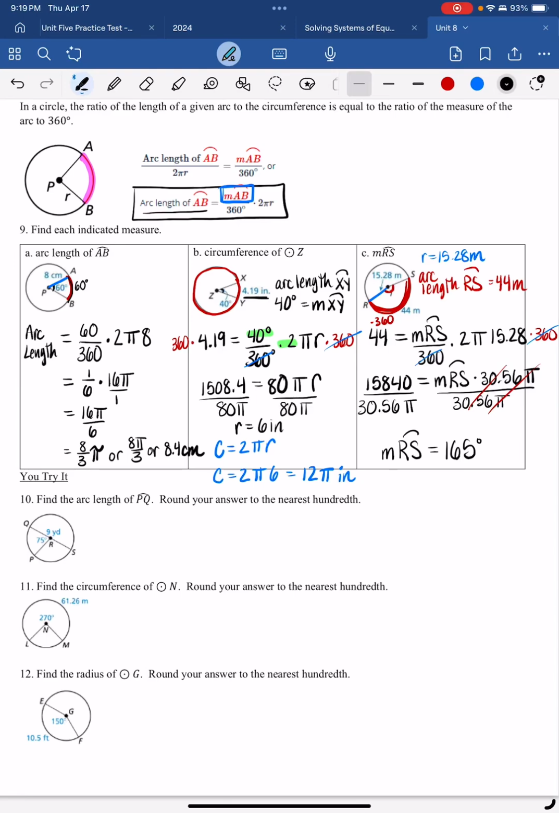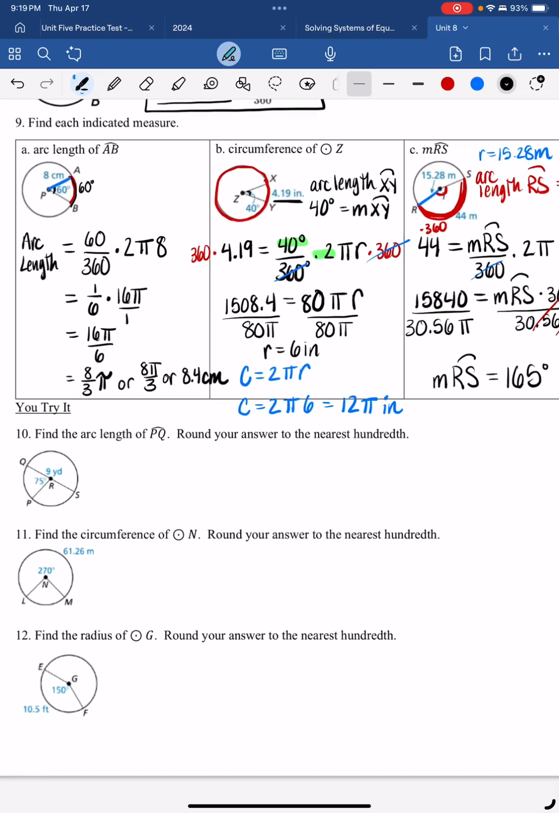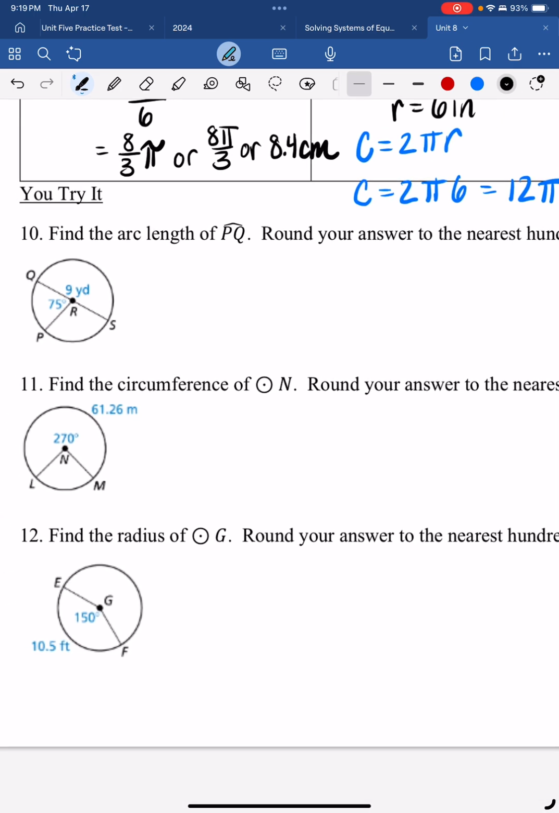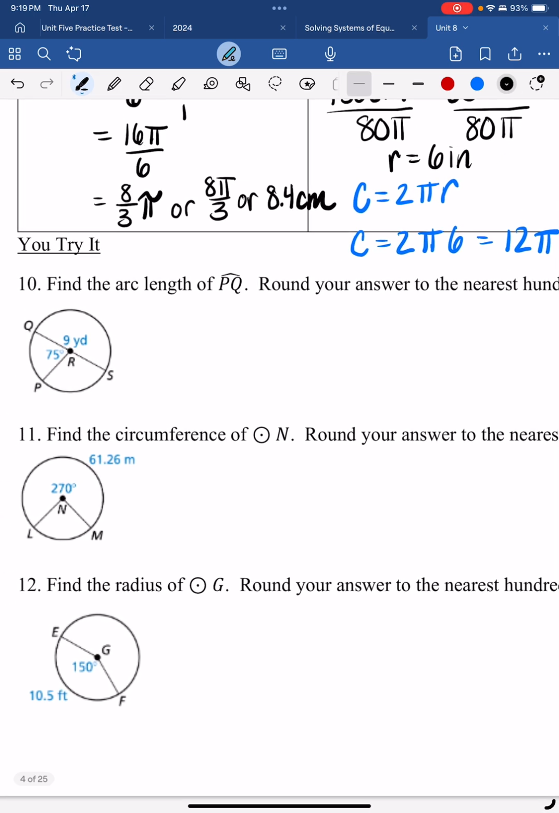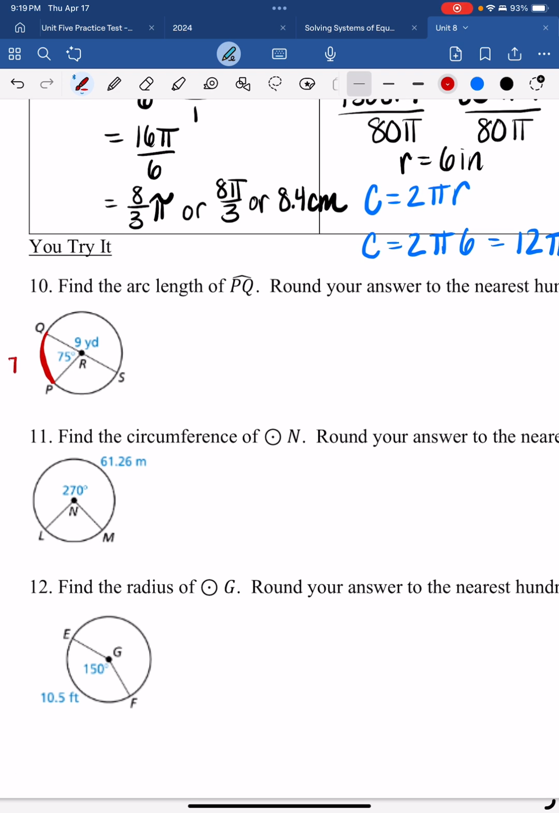Hopefully you guys got a chance to work on the U-triads, so let's go over them. In the first U-triad, we need to find the arc length of PQ. So what we're looking for is how long this is, like how many yards this is. We do know that that is 75 degrees, but the question is how many yards is it?